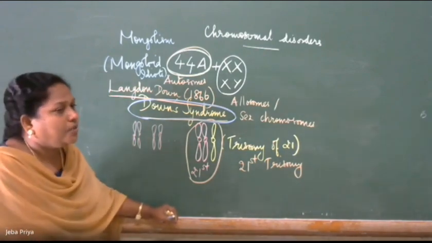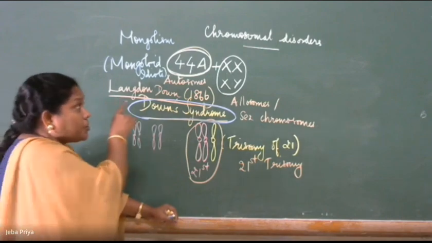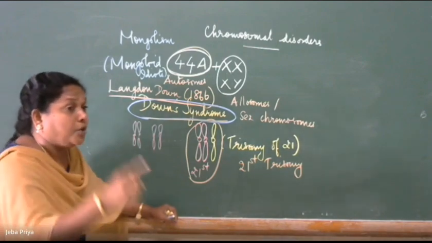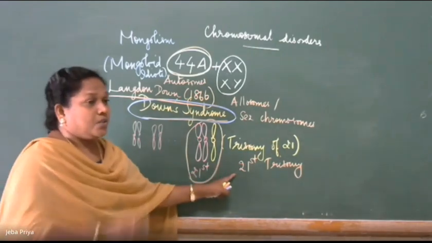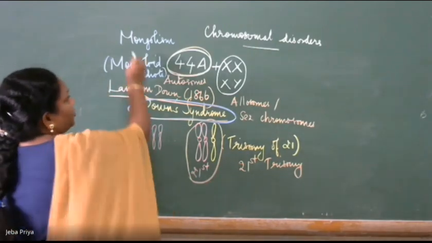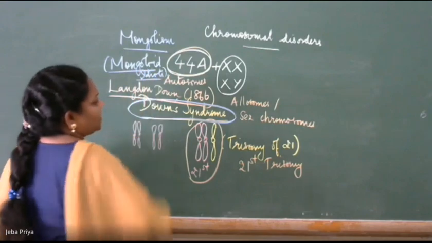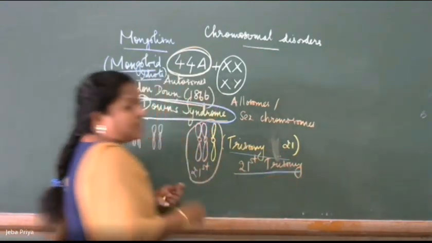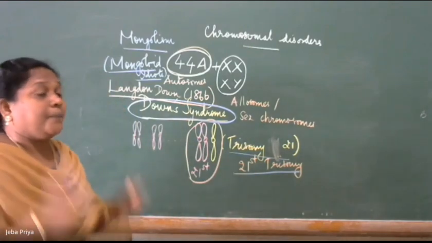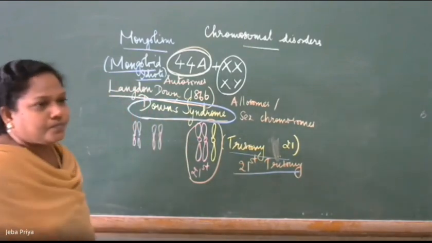So what is Down syndrome? It affects the autosomes. There is a change in the autosomal number. Don't get confused, you have to be very clear on that. And 21st trisomy. There are many names here: Mongolism, Mongoloid idiots, trisomy of 21, trisomy 21, or 21st trisomy. Everything represents Down syndrome.